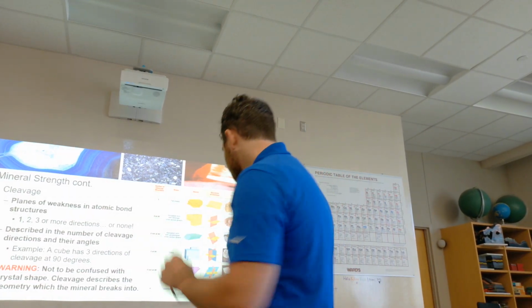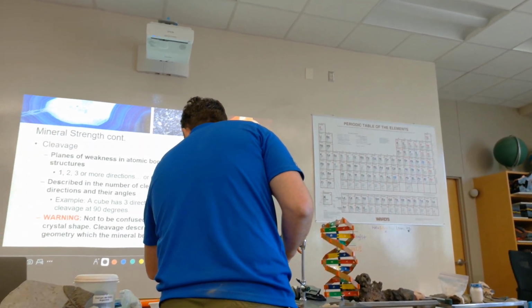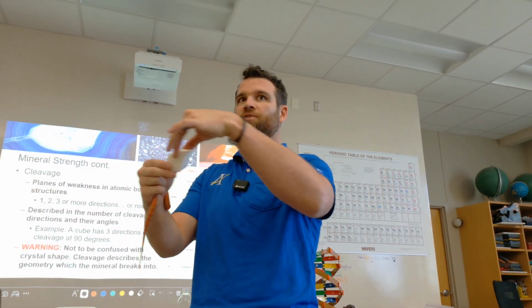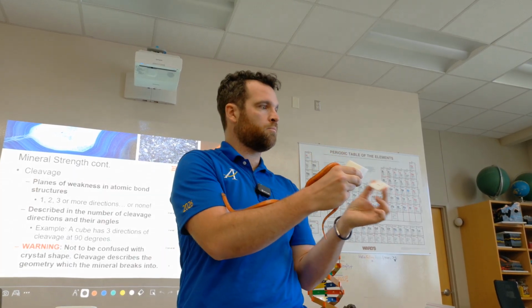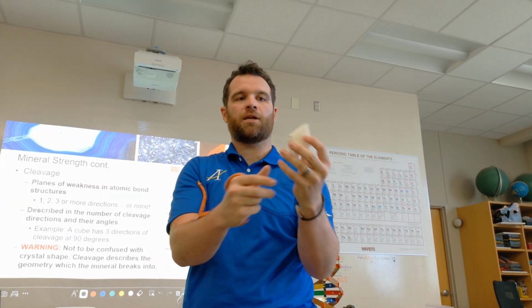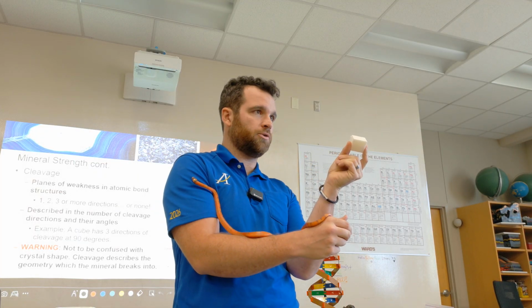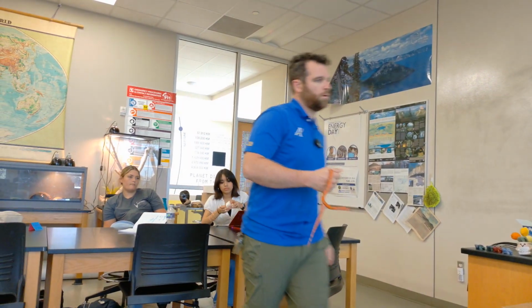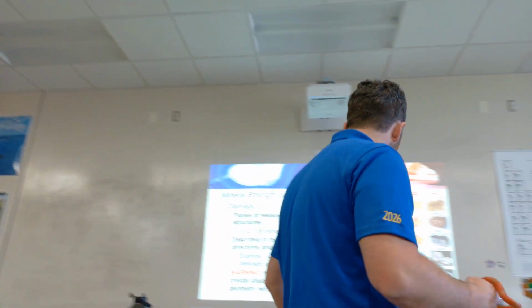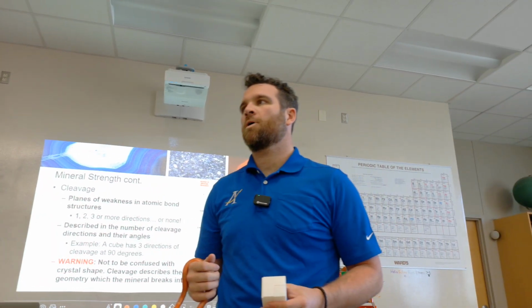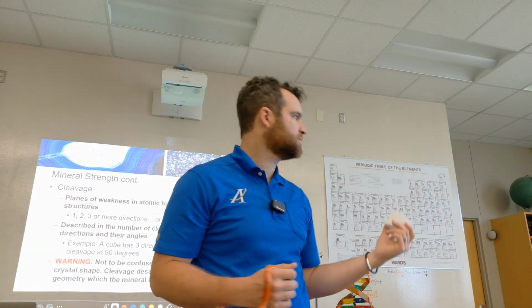Okay? All right. Next, we've got two planes not at 90 degrees. Okay, so two flat surfaces, boom, boom. But they don't meet at 90 degrees. We've got an acute angle and an obtuse angle on this mineral here. Next up, three planes of cleavage at 90 degrees. All right, it's just a box.